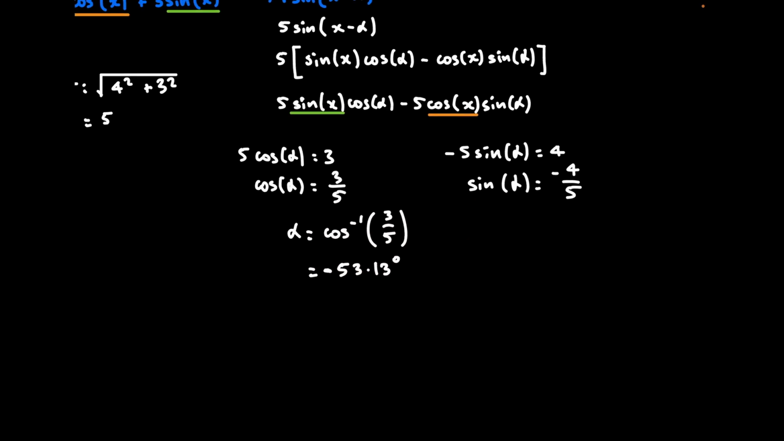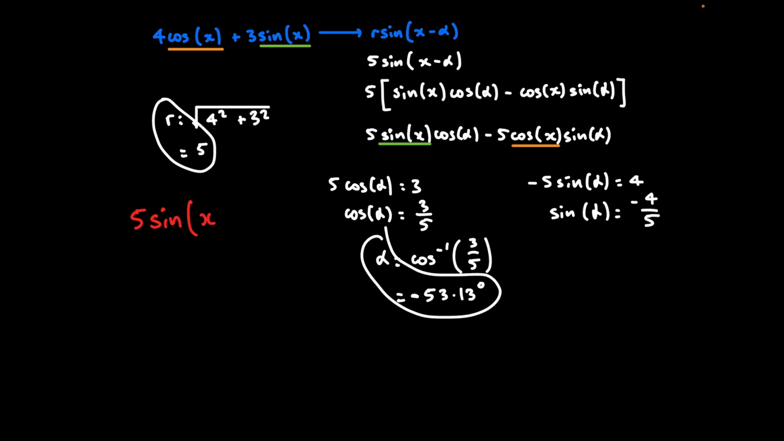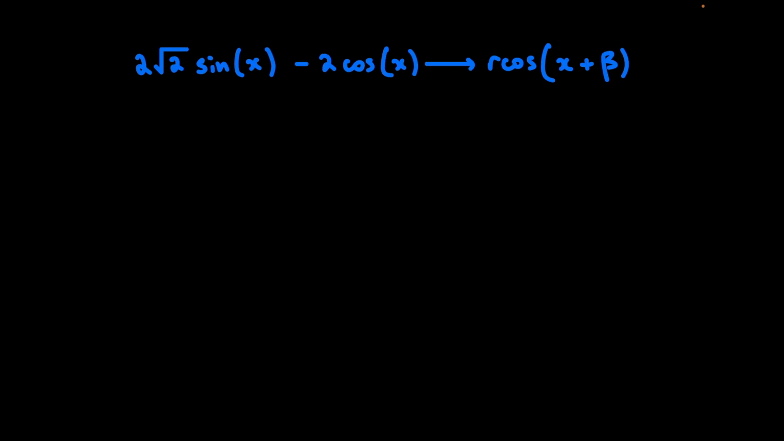Now that we have the values for both r and alpha, we can simply work out our auxiliary angle formula. The auxiliary angle formula for this question is simply going to be 5 times the sine of x plus 53.13 degrees. This is the last one of our generic forms. We have r cos of x plus beta this time. So the last time we did sine, this time we do cos. Pause the video and give it a go.